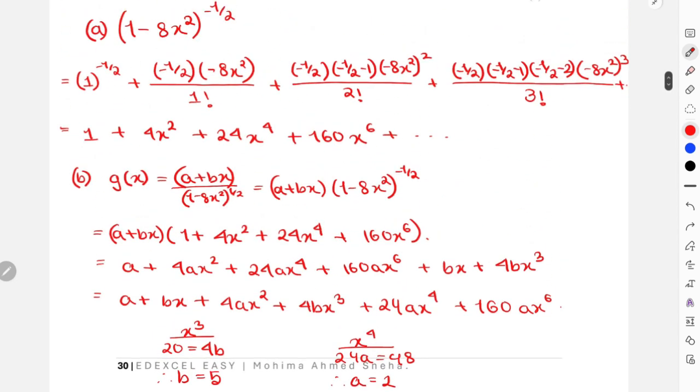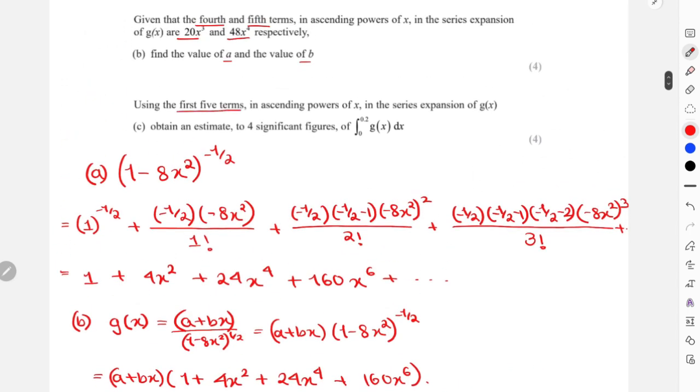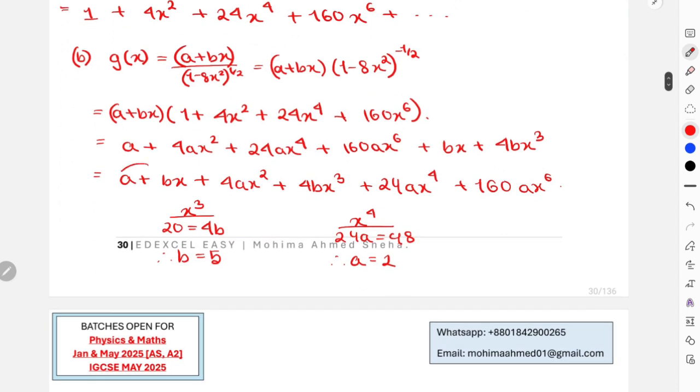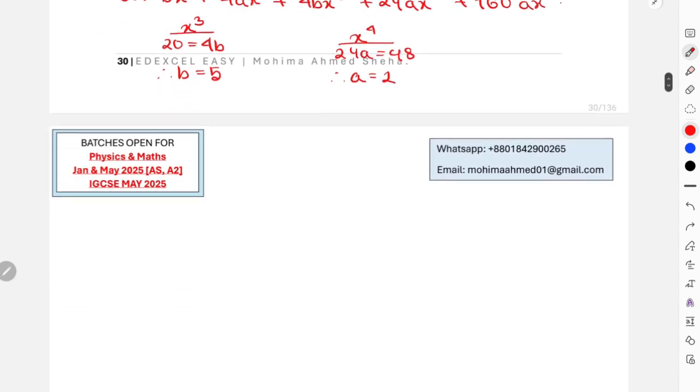Wait, we have to do the integration for g(x), right? First 5 terms they are asking. So for the first 5 terms, we just have to break this for these cases. The 160 or x to the power 5 term is not needed. So we will start with the expansion first.